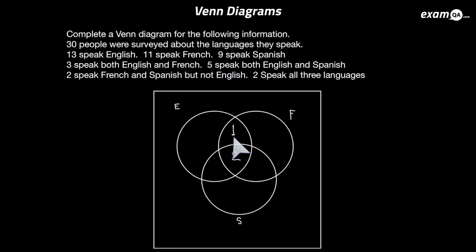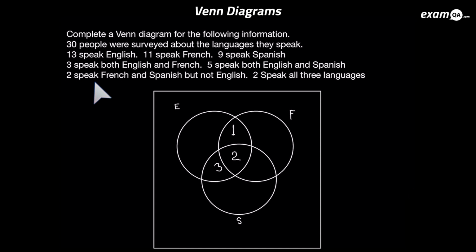The next piece of information I'm going to use is 5 speak both English and Spanish. Now, where is English and Spanish? This is English and Spanish here, both of these slots. And we know both of these slots are 5 because it says that in the question. 5 people speak both English and Spanish. Now, if both of these add up to 5, we can now fill in this bit as 3 because we've already got 2 there.